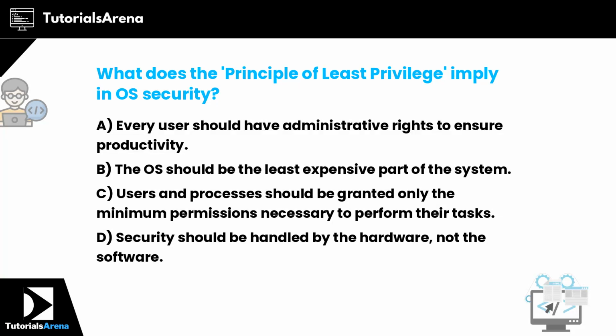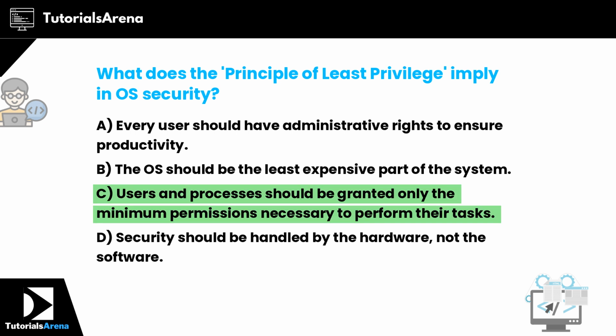What does the principle of least privilege imply in OS security? The correct answer is option C. Users and processes should be granted only the minimum permissions necessary to perform their tasks.